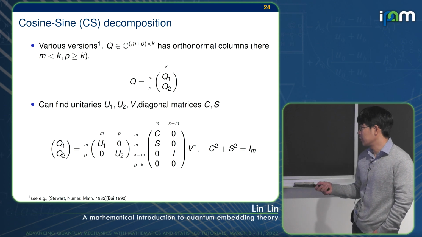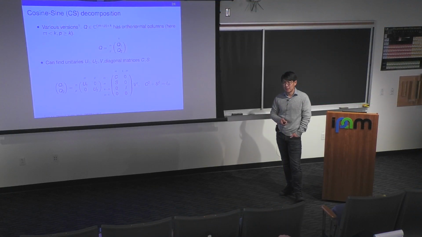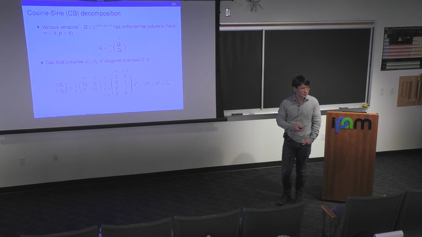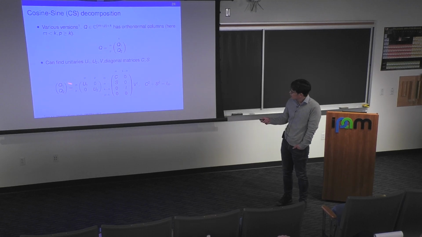The CS decomposition is the following statement. It's kind of weird if it's the first time you see it. This Q1, Q2 can be expressed as a unitary multiplied on the left. This unitary U1 is m by m. This unitary U2 is p by p, the size of the rows of Q1. Here you have 4 parts. Later, they will correspond to fragment, bath, occupied, virtual.